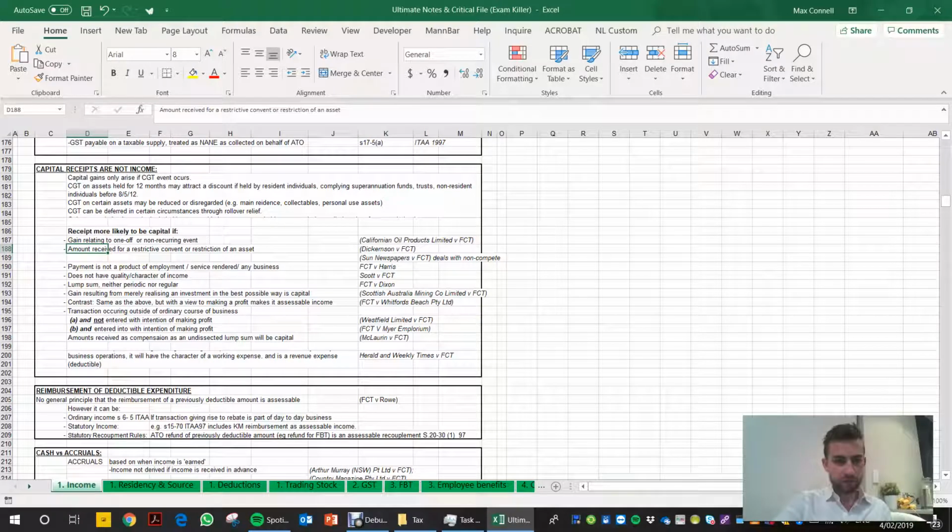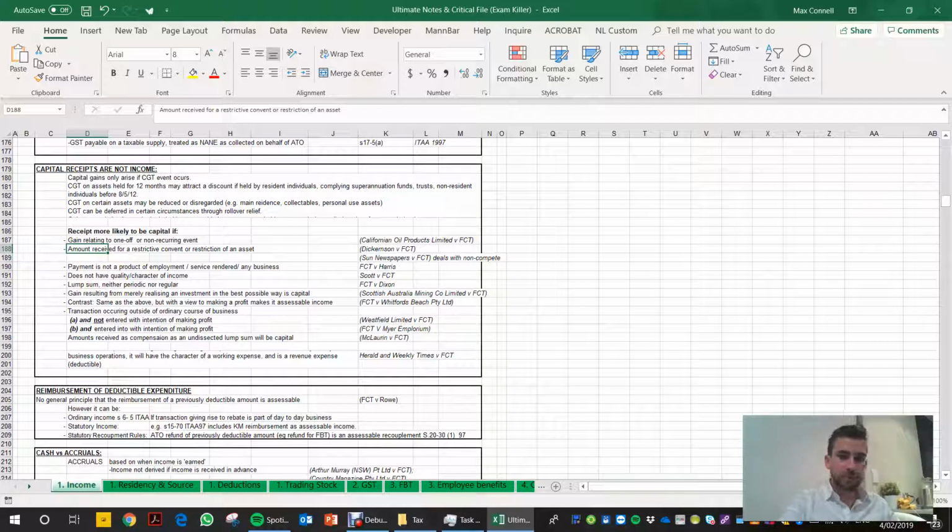Payment is not a product of employment, service rendered, or any business. So obviously anything from your own personal service is going to be income, not capital. So that's FCT versus Harris. Does not have quality, character of income. So it's very generic. It's talking about the concepts that everyone's familiar of income. Good case just to throw into your response. Lump sum, neither periodic nor regular. So wages come in every fortnight, as we mentioned before, whereas a capital gain, sale of a house, more likely to just be a one-off sale.